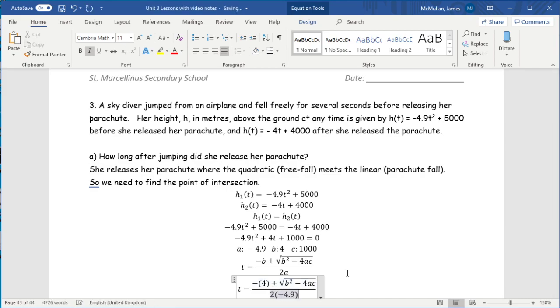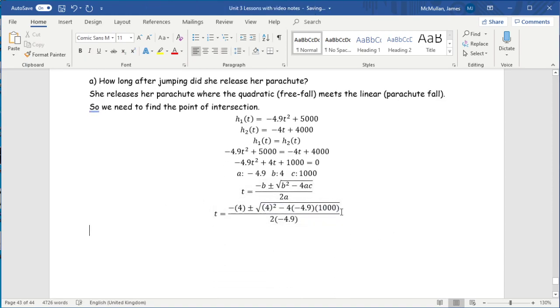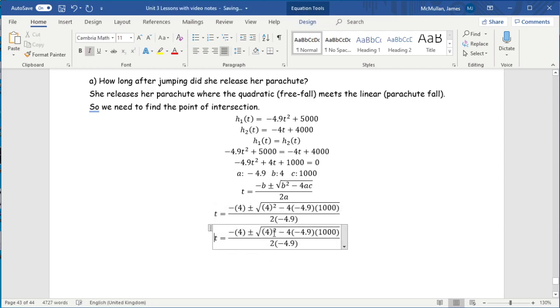I'm replacing a with a negative 4.9. Replacing this b with a 4. Okay, this a is a negative 4.9, and this c replaces with 1,000. Okay, and that's the equation that we need to solve, or that we need to evaluate, I guess. Okay, so 4 squared I know is 16. Negative 4 up front we can just call negative 4. On the bottom we can say negative 9.8.